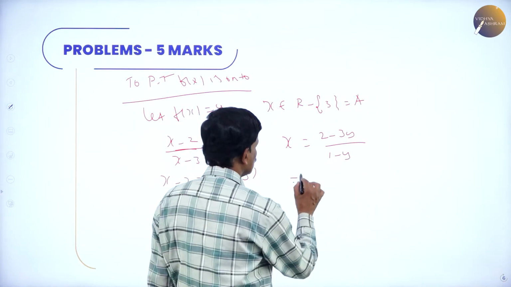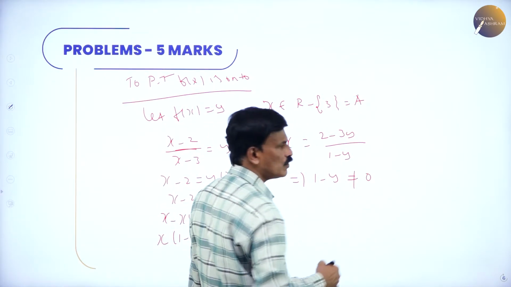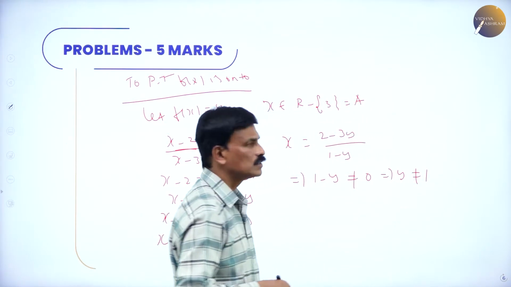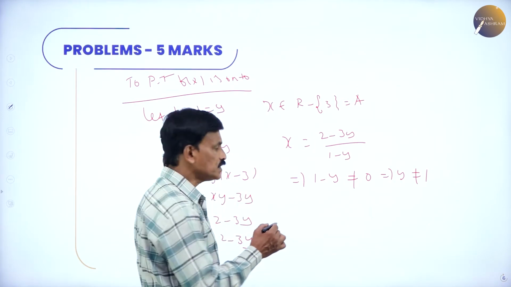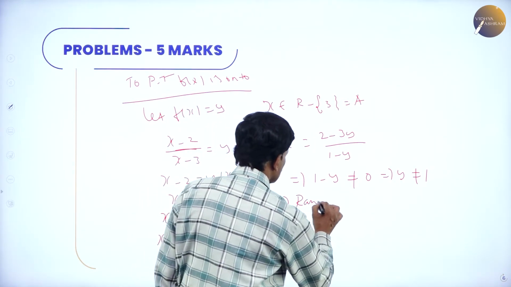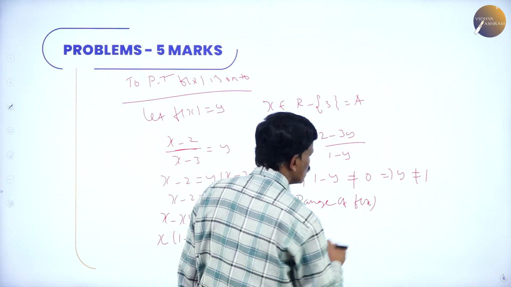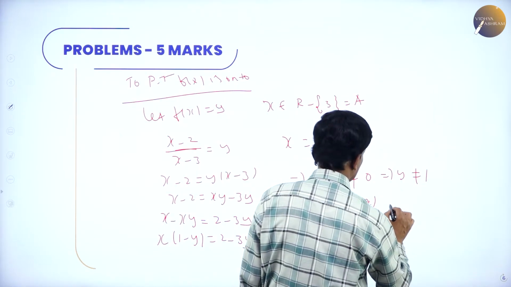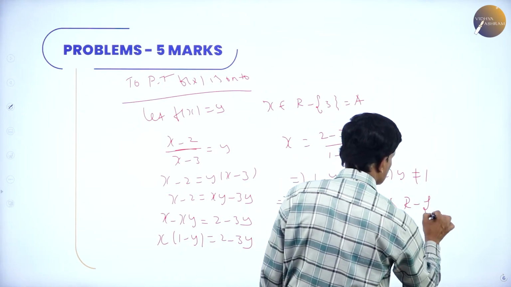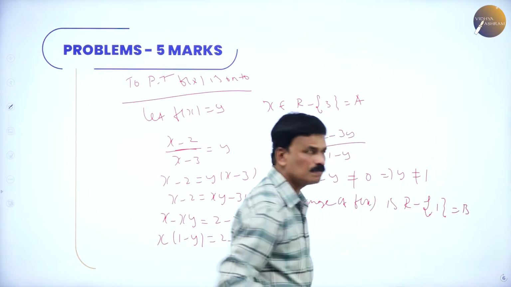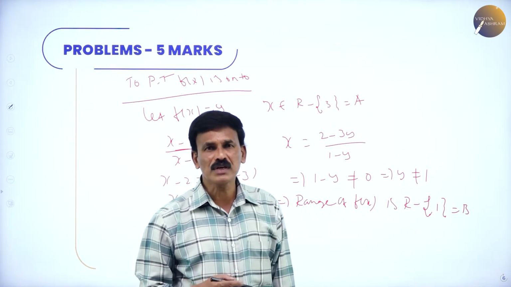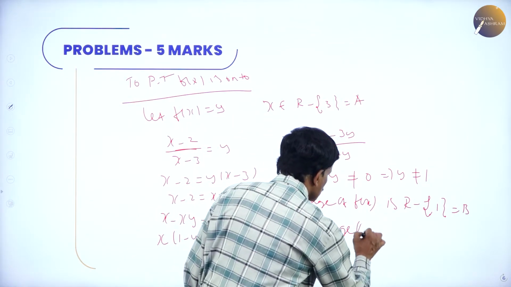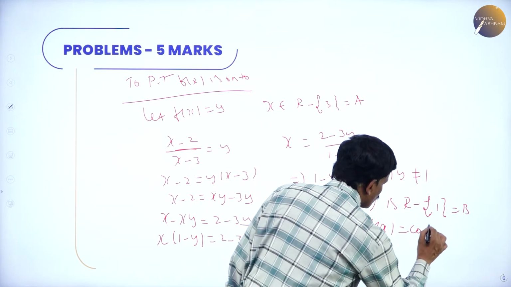So, this implies 1 minus y is not equal to 0. So, this implies y is not equal to 1, that is other than 1. So, which implies the range of f of x is B. That is, the range of f of x is R minus 1. That is nothing but B. That is given. So, that means the range of f of x is equal to codomain.